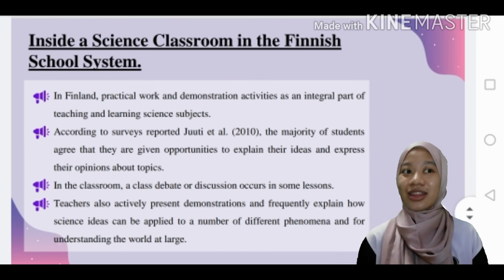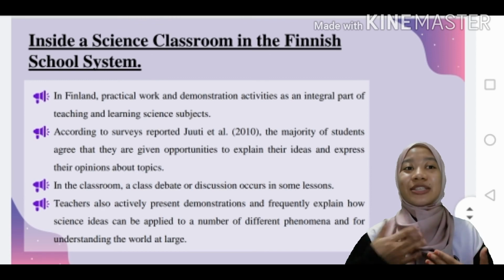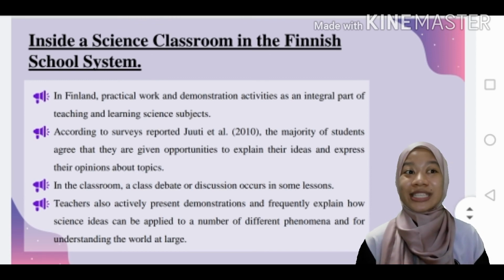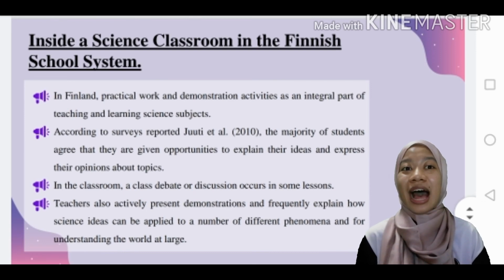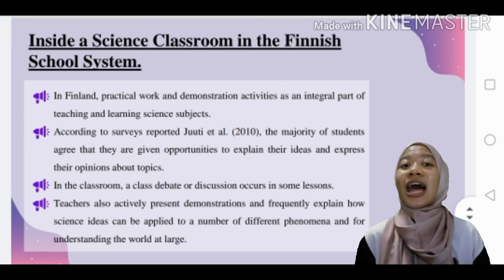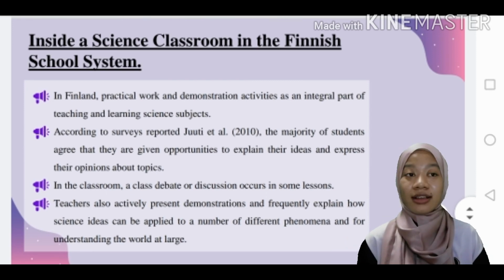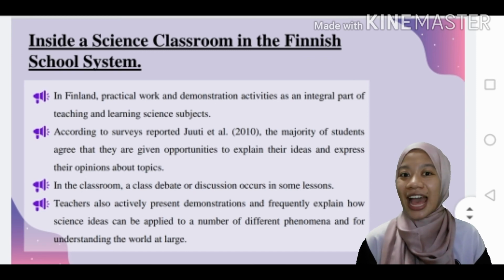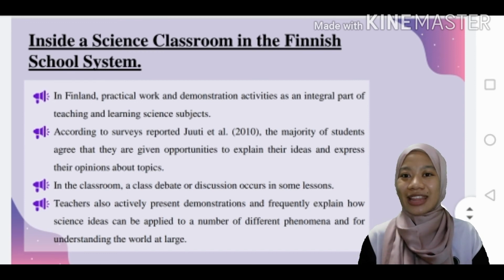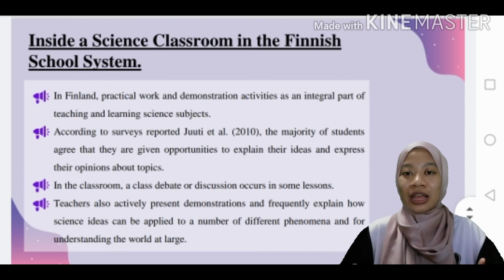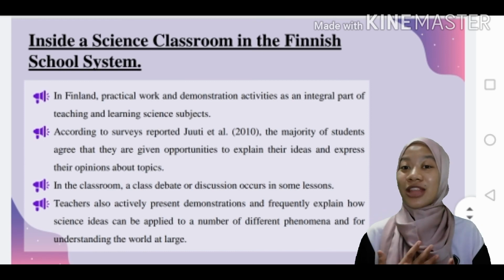their health. According to the surveys reported, the majority of students in Finland agree that they are given opportunities to explain their ideas and express their opinions about the topics. And in the classroom, a class debate or discussion occurs in some lessons. The teachers always encourage students to share their opinions and thoughts so that they are free to tell the teachers about their ideas.